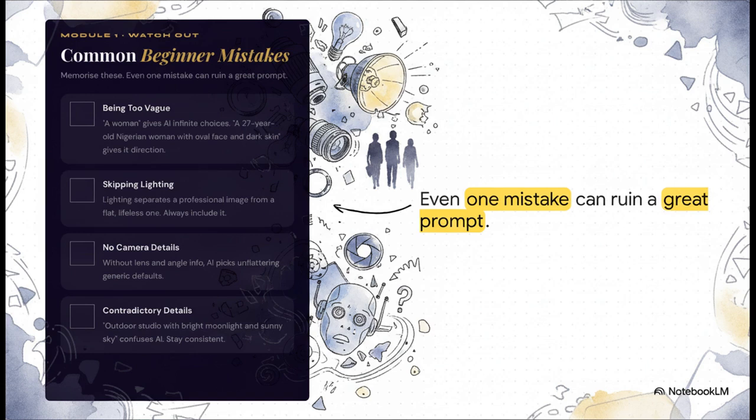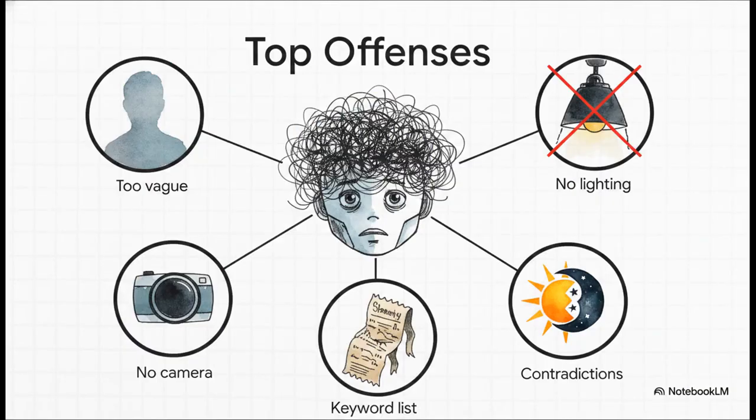For instance, skipping crucial elements like lighting. If you don't explicitly tell the AI how the scene is lit, it just defaults to something basic. And that almost always leads to flat, lifeless, amateurish results. Let's quickly fire off these top offenses.